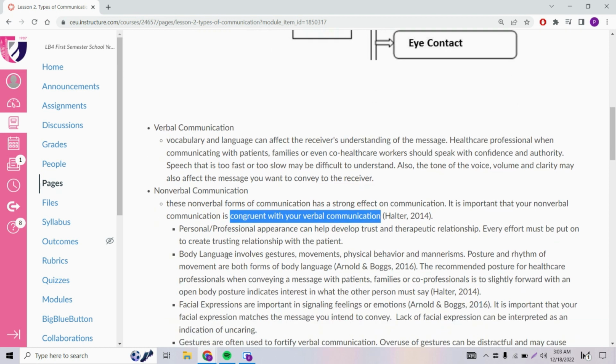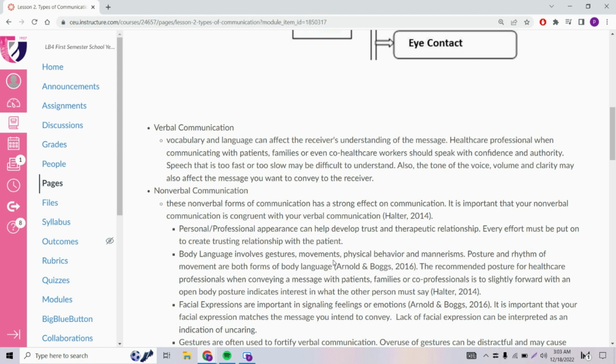Now, as mentioned earlier, yung body language na would involve gestures, movement, physical behavior, and even mannerism. Posture and rhythm of movement are both forms of body language. Now, the recommended posture for healthcare professionals when conveying a message with patient is slightly forward thrust. So, naka-incline kayo with an open body posture indicating interest in what the other person must say.